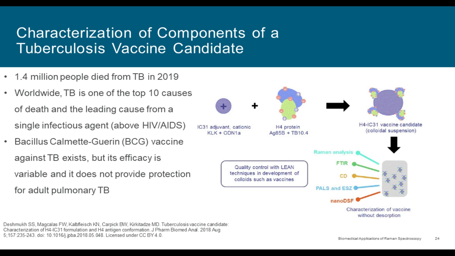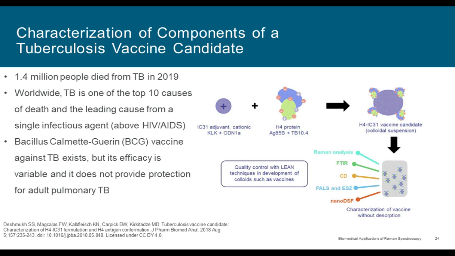So Raman can also be used in vaccine characterization. And so this is work that Marina Kirkatadze's group at Sanofi Pasteur in Toronto has done with their portable Raman system. So they use Raman to characterize a new tuberculosis vaccine candidate. So tuberculosis is one of the top 10 causes of death worldwide. And while there's a vaccine that exists for it, its efficacy is variable, especially in adults. So it's worth it to explore new options for a tuberculosis vaccine.